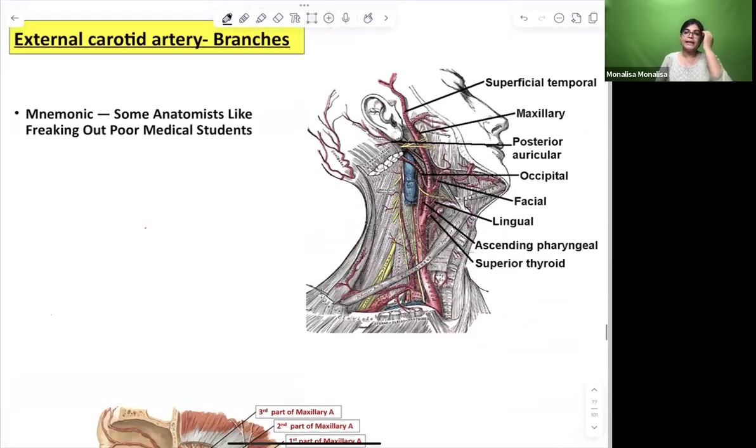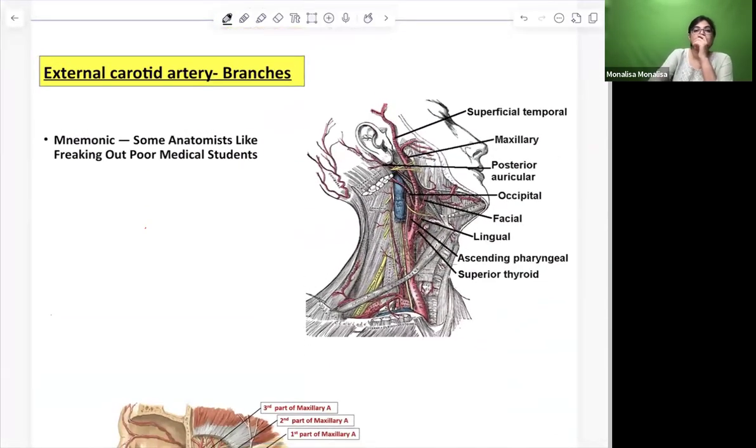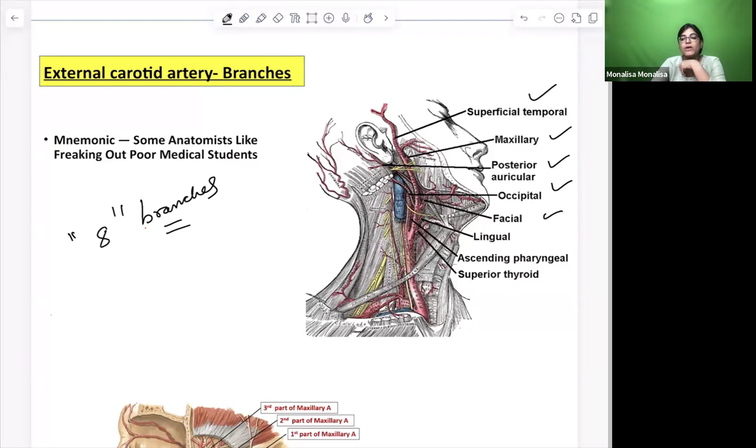Now coming to head and neck. In the head and neck part, there are important arteries and branches I want you to know. I think I have already done this, so just a quick revision. What are the branches of the external carotid artery? There are 8 branches. The mnemonic is: Some Anatomists Like Freaking Out Poor Medical Students, that is superior thyroid, ascending pharyngeal, lingual, facial, occipital, posterior auricular, maxillary, and superficial temporal arteries.